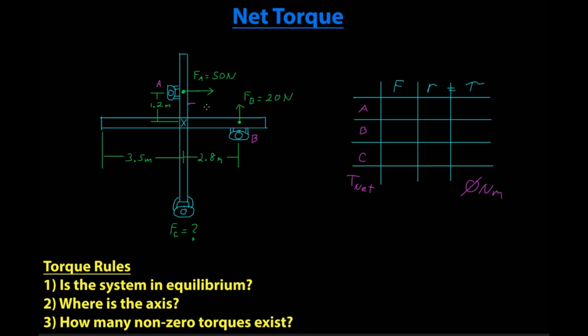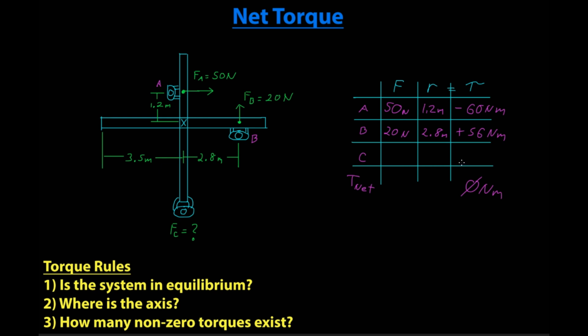Okay. Now, directions. Kid A would rotate this clockwise. That is a negative torque. Kid B rotates it counterclockwise. That is a positive torque. Kid C, unknown, which is fine. Let's see what we could find out. Force A, 50 newtons. Radius, 1.2 meters, which gives us a torque of negative 60 Newton meters. Kid B, force, 20 newtons. Radius, 2.8 meters, which gives us a torque of positive 56 Newton meters.